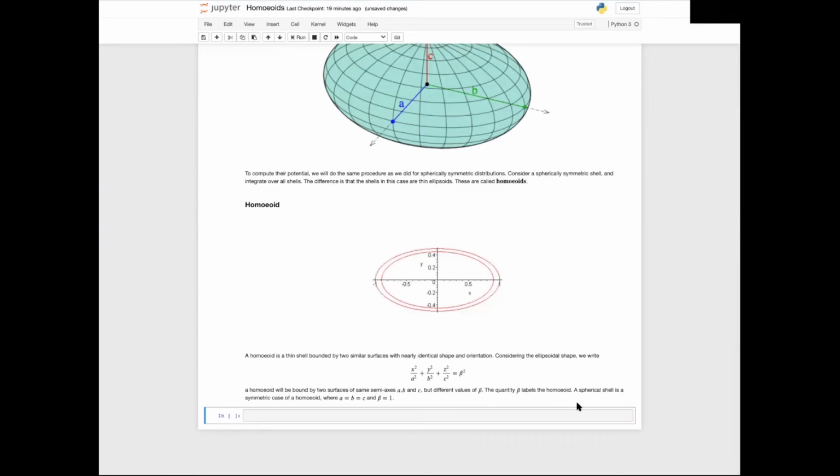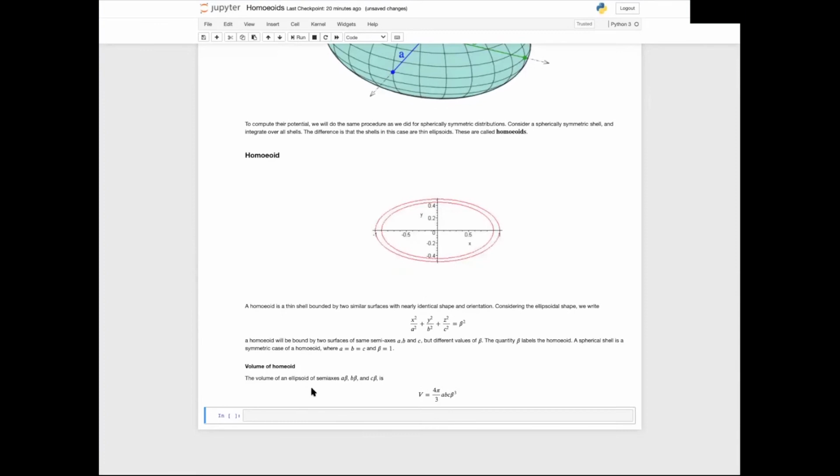You'll also notice that a spherical shell is a symmetric case of a homoeoid, where A is equal to B and equal to C, and beta is equal to 1. So we're interested in the mass. Let's say that this homoeoid has homogeneous density. To find the mass of the homoeoid, then we need to know the volume. That is a geometrical problem.